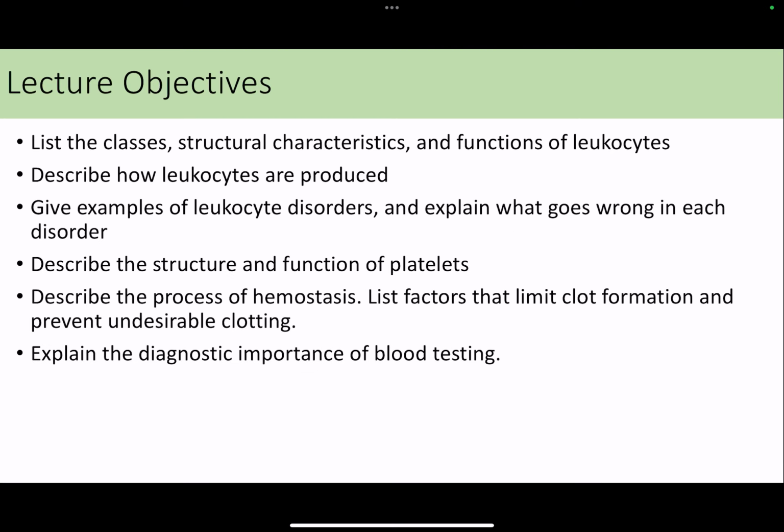Okay, so blood 2. Blood 1 was all about the erythrocytes. Now we're going to talk about the leukocytes and platelets today. So we'll talk about the classes, structural characteristics, and functions of leukocytes, although we did already talk about them a little bit in lab last week.